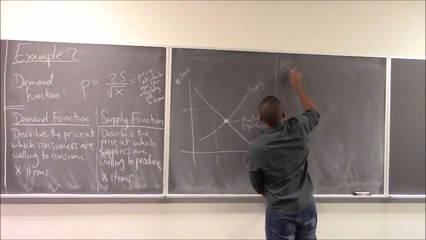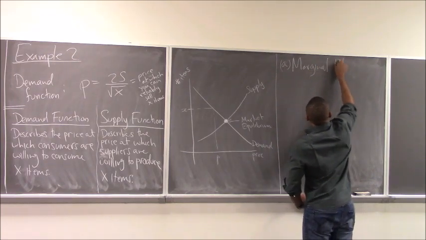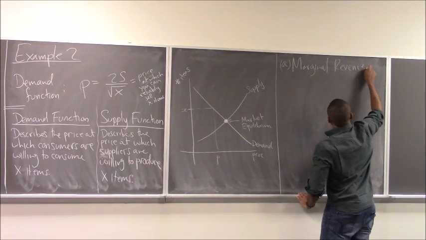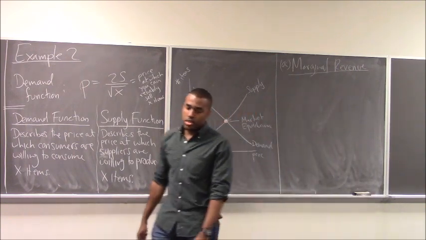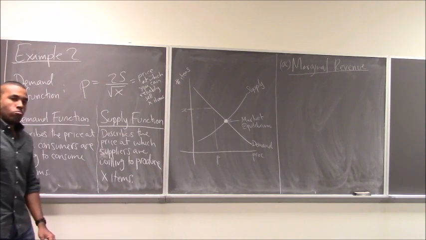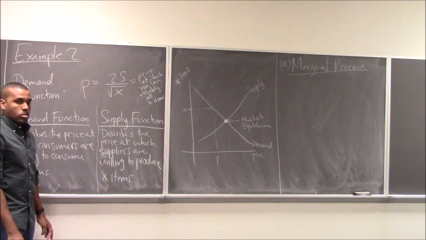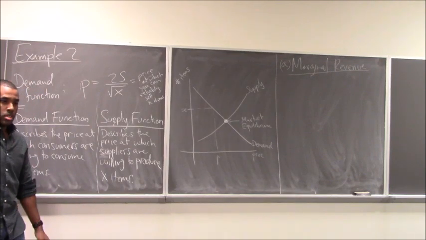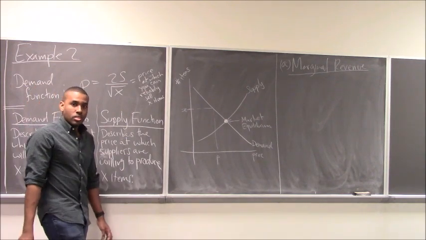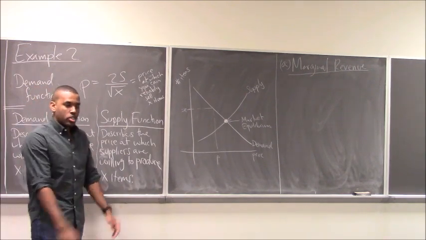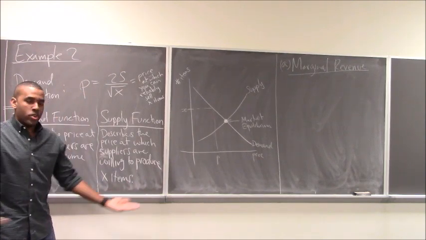The first problem is to find the marginal revenue function. How do you find the marginal revenue? What is marginal revenue? What is the marginal of any function? It's the derivative of the function. So if I ask you for marginal revenue, I'm asking for the derivative of the revenue. Which means we first need to find the revenue.